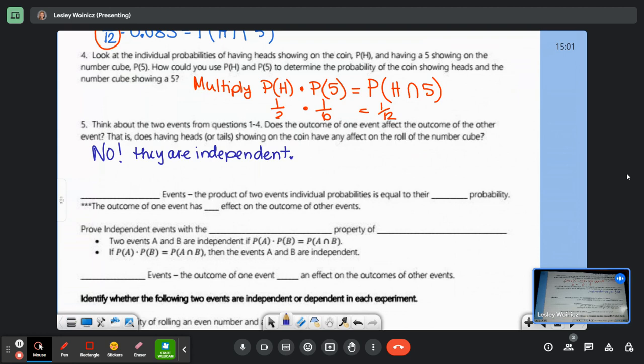Okay, one does not have any effect on the other if they are independent. Right. Okay, so for independent events, the product of two events' individual probabilities is equal to their joint probability. Okay, remember that joint means and. Intersection. The outcome of one event has no effect on the outcome of other events.